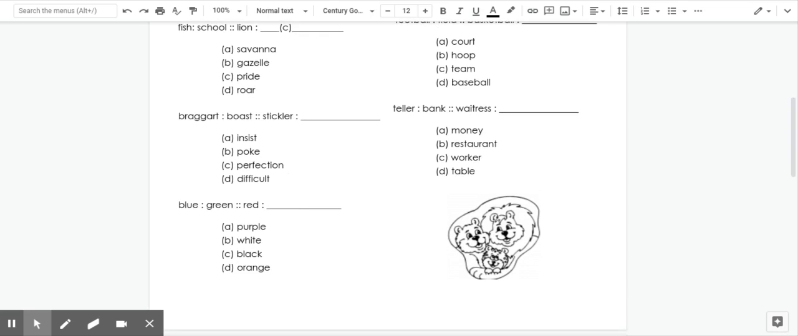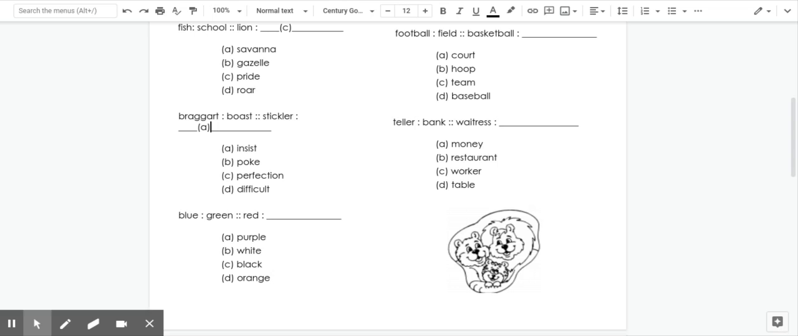The next one says a braggart is to boast as a stickler is to blank. Now that first word might be one that you are unfamiliar with, but the very first four letters spell a word you might be more familiar with. Brag. So a braggart is a person who brags a lot or boasts. So a braggart is to boasting, as a stickler is to what? A sentence that could connect the first two words might be, a braggart is a person who boasts about themselves or who boasts. A stickler is a person who what? If you are a stickler for the rules, your choice here should be A, insists.